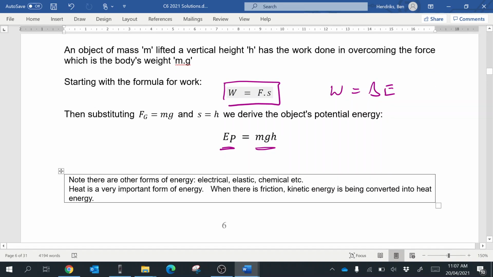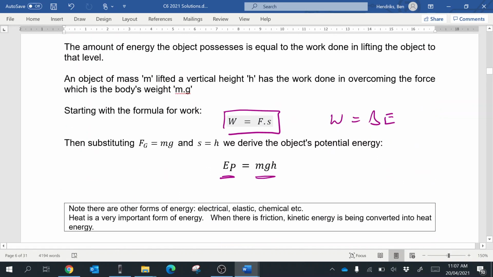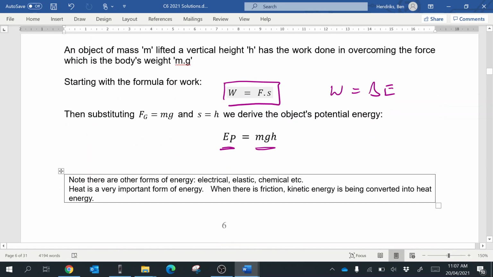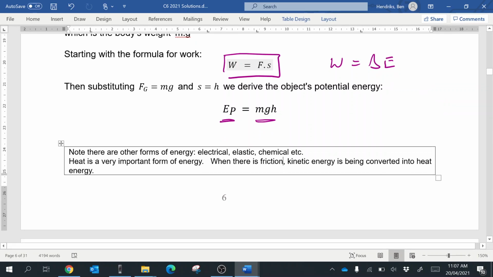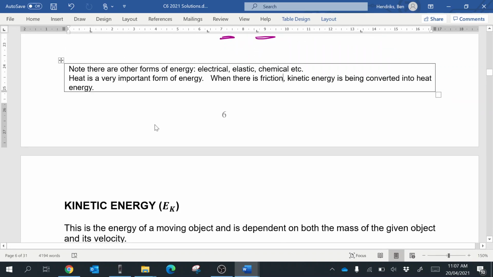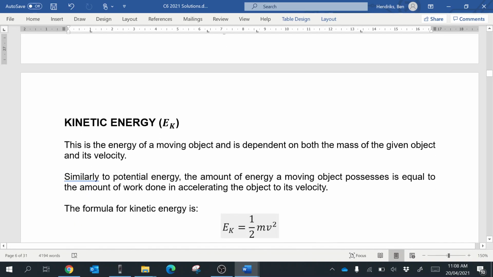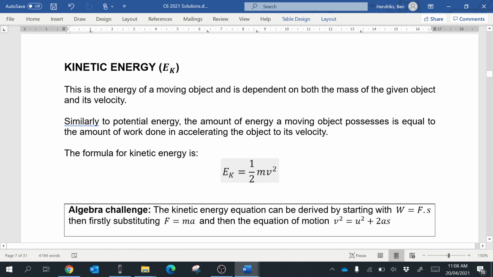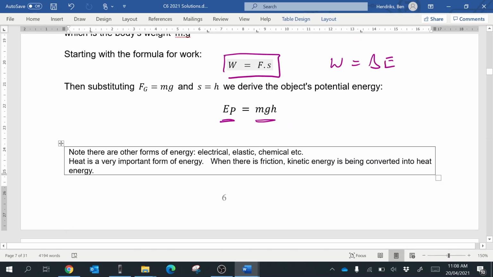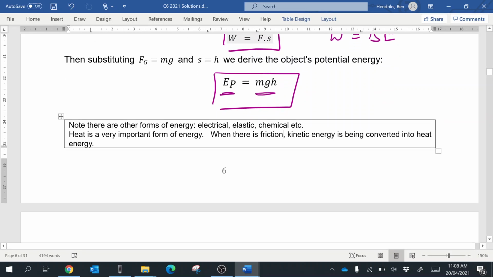We've got a little note here that there are many forms of energy, similar to what we listed in our notes above. There's also a note that heat is a very important form of energy: when there is friction, kinetic energy is being converted into heat energy. That's just a side note under potential energy. So we just derived the equation for potential energy: it's equal to mass times gravity times height.